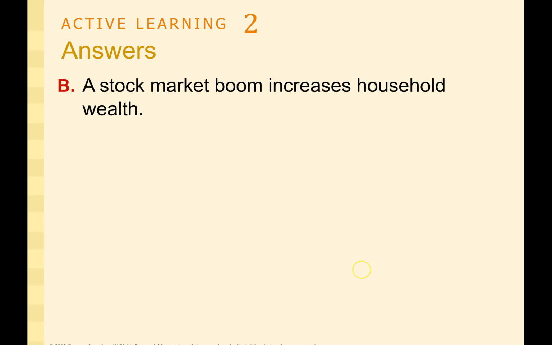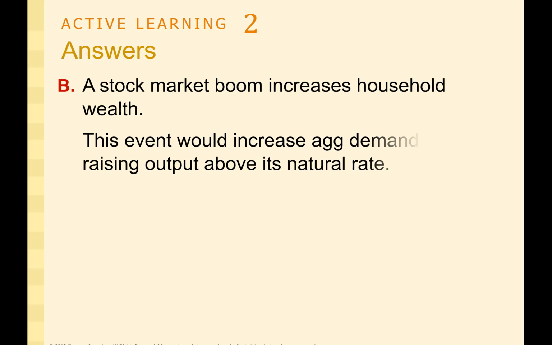For B, a stock market boom increases household wealth. And this event is going to increase aggregate demand. That's a pretty simple one. That's the wealth effect, and that's going to affect consumption, which again is a major component of aggregate demand and output. And so it's going to increase aggregate demand, and it's going to raise output above its natural rate.